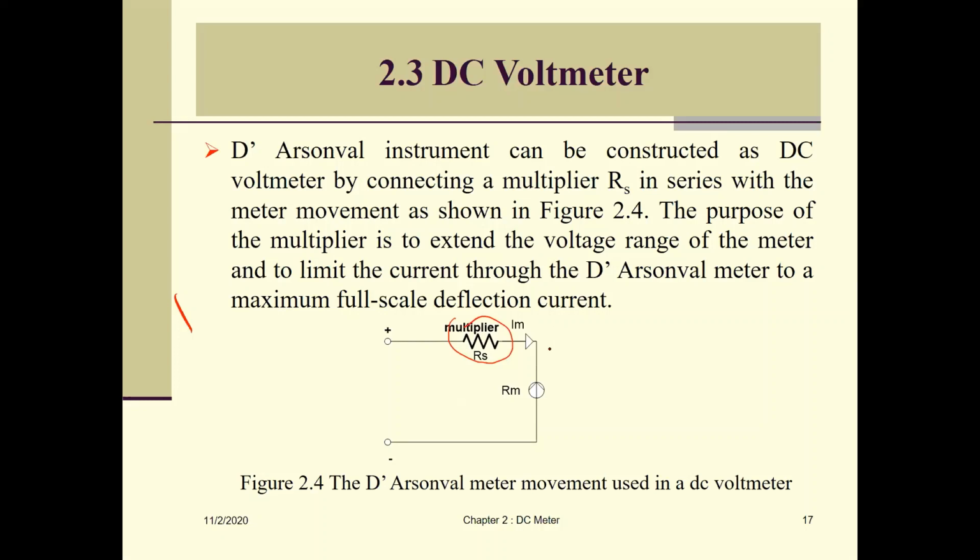The purpose of the multiplier is to extend the voltage range of the meter and limit the current through the basic meter to the maximum full scale deflection, as I mentioned to you. If we connect in series, we have the voltage drop here and here. That's why the function of this RS is to limit the current through the basic meter.